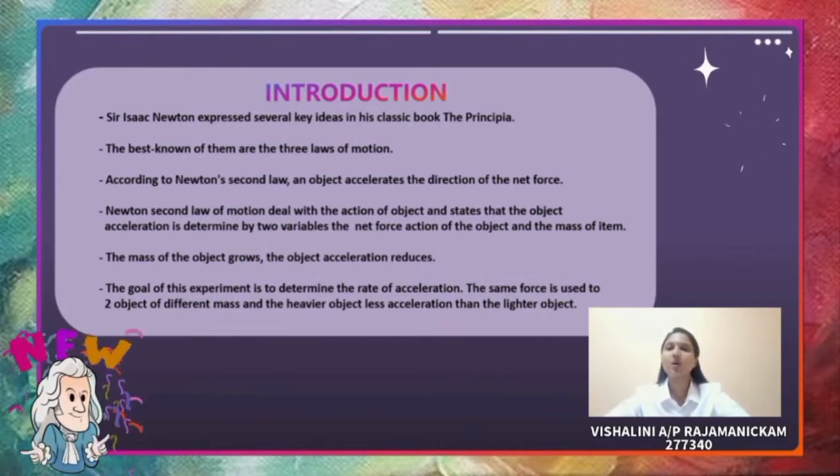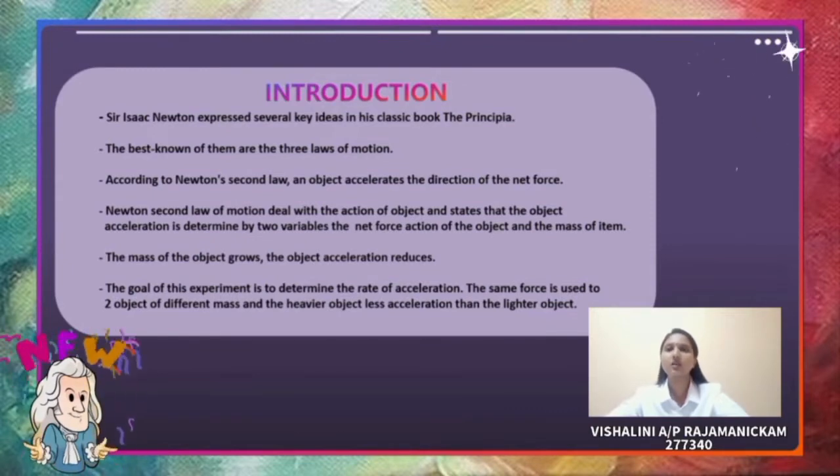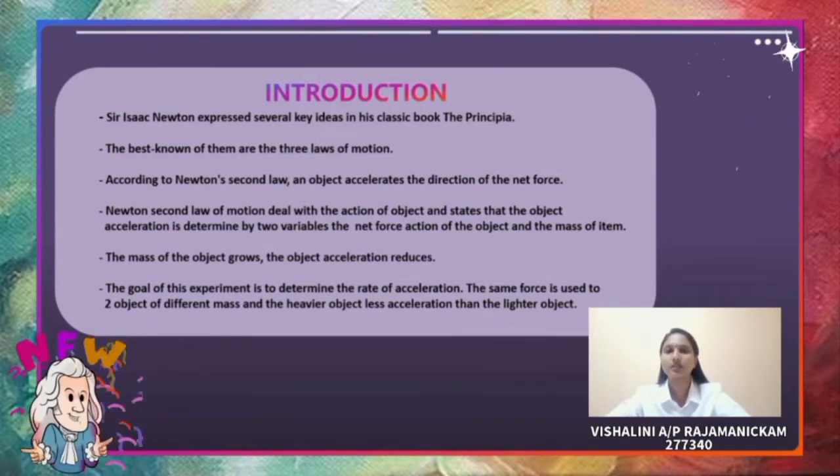Newton's second law of motion deals with the motion of objects and states that an object's acceleration is determined by two variables: the net force acting on the object and the mass of the object. As the mass of the object grows, the object's acceleration reduces.